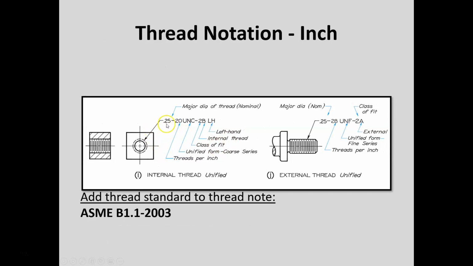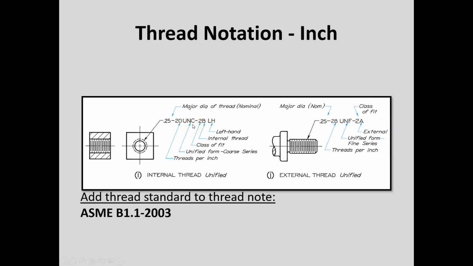So, for example, here is a tapped hole. It's 0.25-20 UNC-2B LH. So what does this mean? Well, the 0.25 is the major diameter. The 20 is the threads per inch. The UN stands for Unified National, and that's the profile or the shape of the thread.